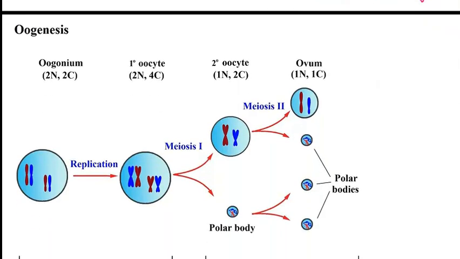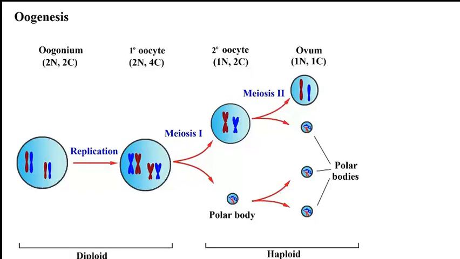Now let's go over in a little more detail how an egg is produced. So oogonium is basically the cell that gives rise to an ovum or an egg, and it's a 2N, 2C cell, meaning that it has diploid or homologous chromosomes, and there is only one sister chromatid in each of these chromosomes. Following replication, during the interphase stage, the chromatids will duplicate. So now every chromosome has sister chromatids. They are still diploid because we only have one pair of homologous chromosomes, but their chromatids have doubled.